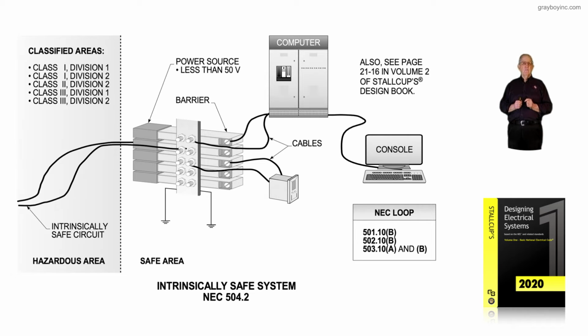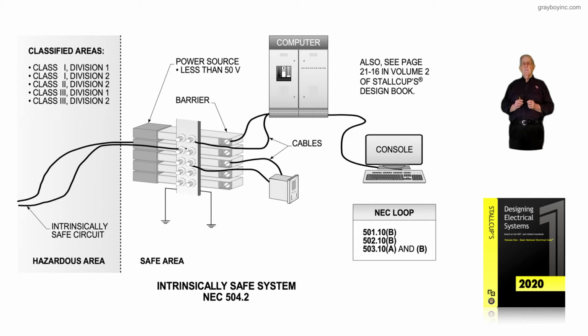Class 1, Division 2, Class 2, Division 2, Class 3, Division 1, Class 3, Division 2. But notice intrinsically safe can be used in any area that it's designed to be used. It's a system that is perfectly safe, but more maintenance is required. You have the barrier, you have the conductors routed, cables routed back to the computer in the area.